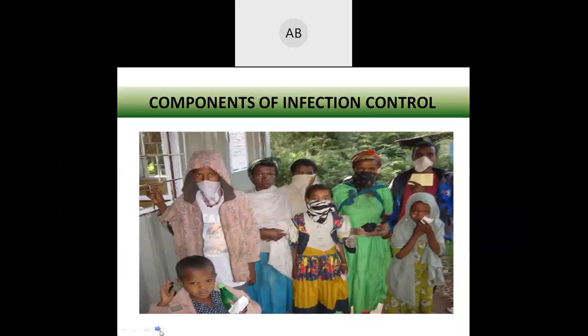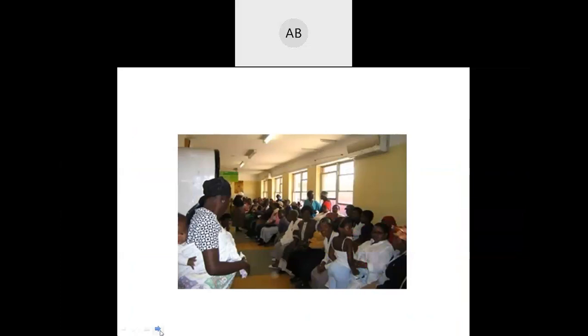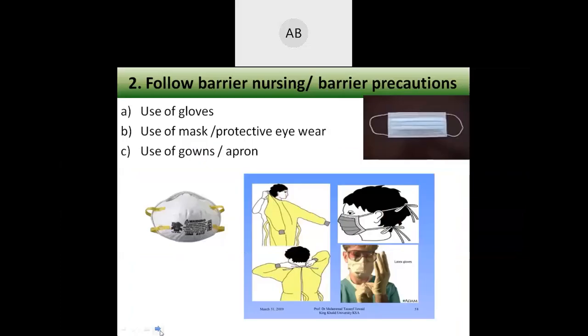Next is regarding components of infection control. So the first one is barrier precautions or barrier nursing. Barrier precautions or barrier nursing is a method which is used to reduce contact with infectious items. So barrier nursing usually means protecting the nursing staff from infectious patients or from infections.